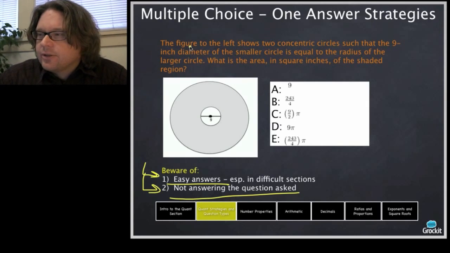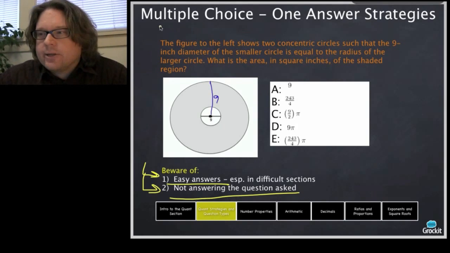So the figure to the left shows two concentric circles. The 9-inch diameter of this guy is equal to the 9-inch radius of this guy. And so as you may remember, and as we will cover when we get to that geometry, the area of a circle is pi times the radius squared.